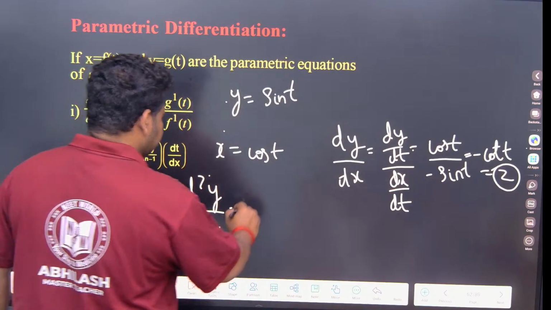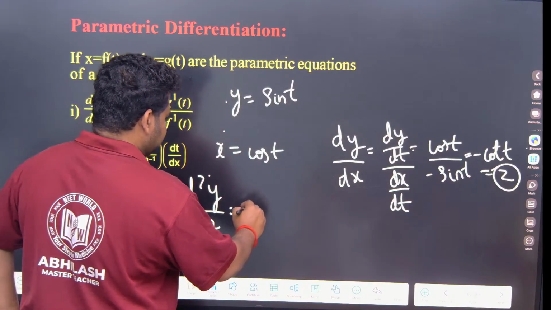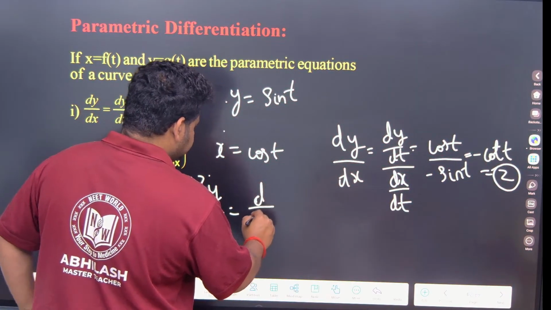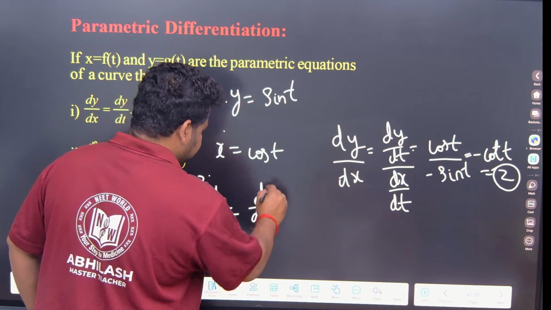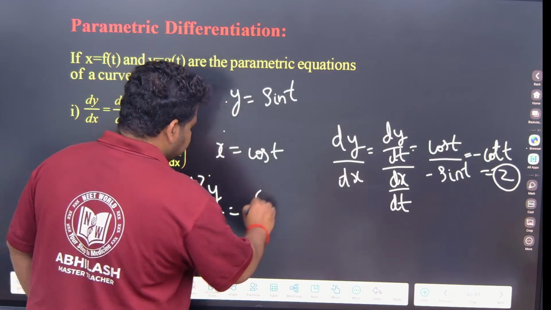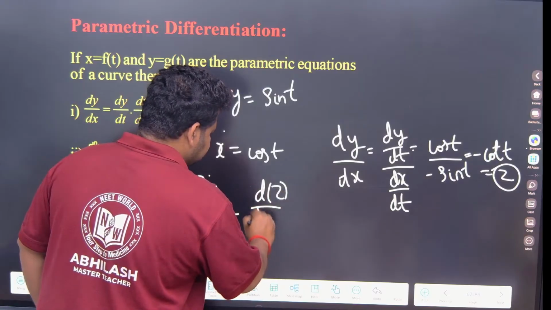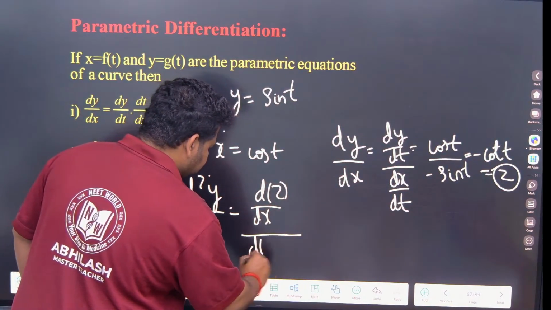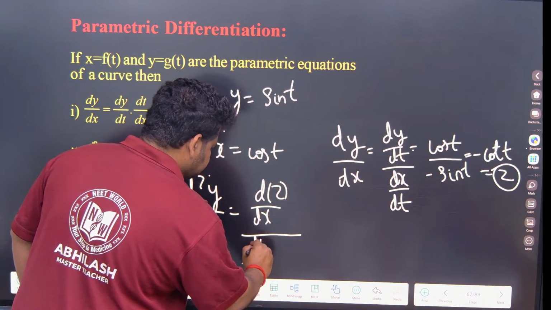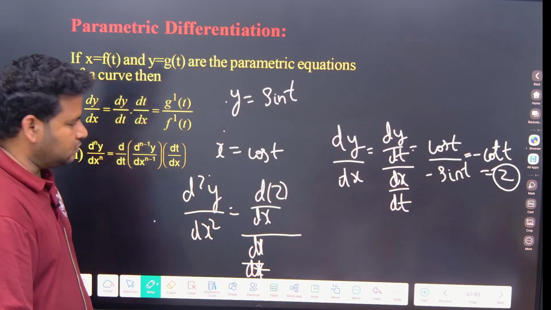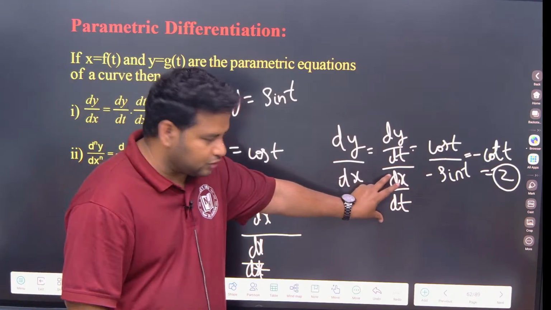So d square y by dx square means we have to find dz by dx, and here we have to find dx by dt. What is this value that you got?